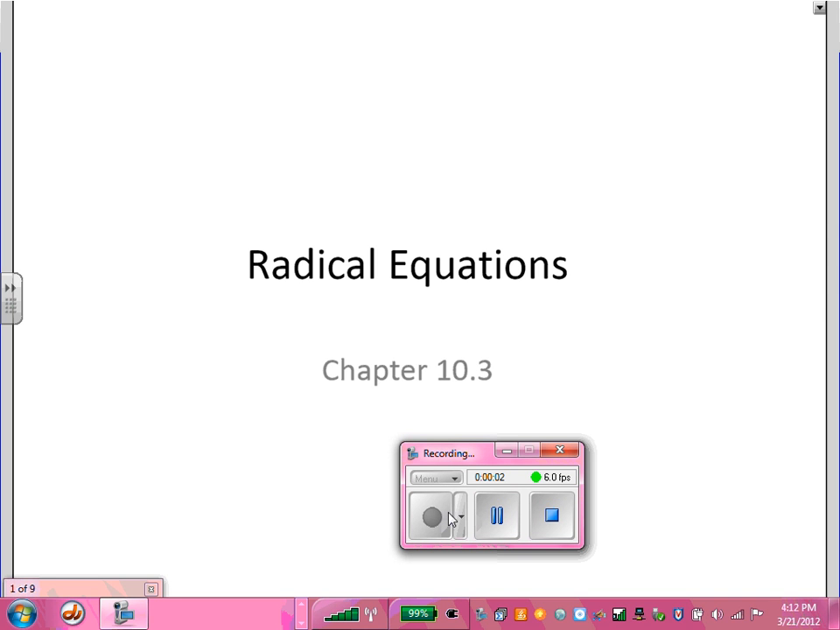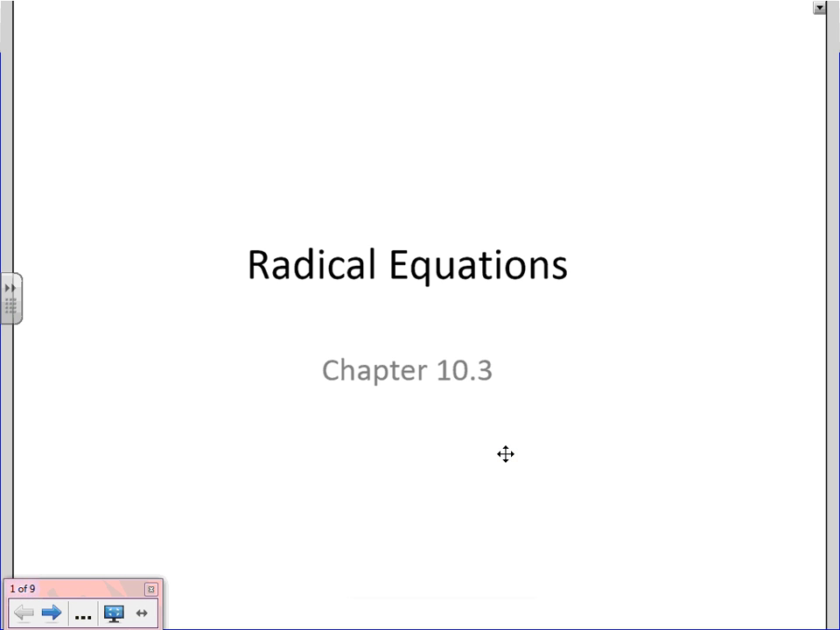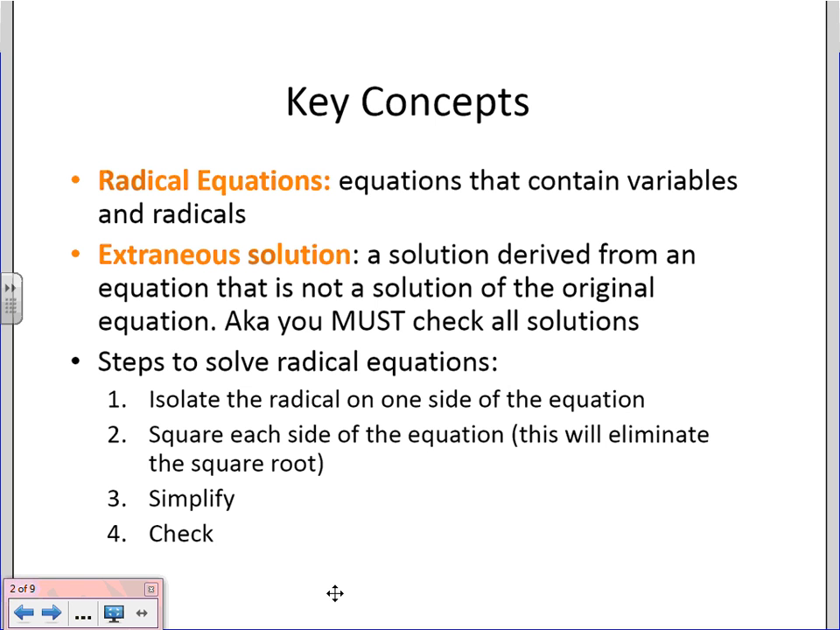Okay, this is a chapter on radical equations, and this is chapter 10.3. All right, here are the key concepts for this lesson, so please go ahead and take a moment and get these copied down, and when you're ready for the explanation, go ahead and replay me.